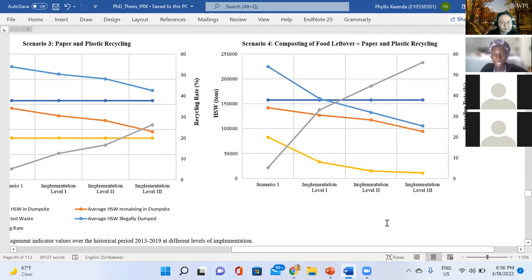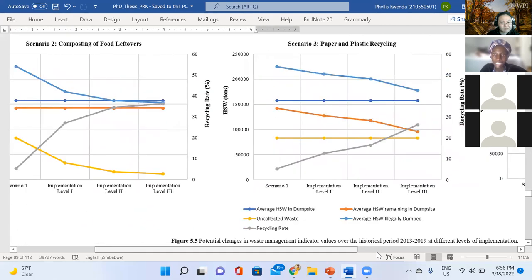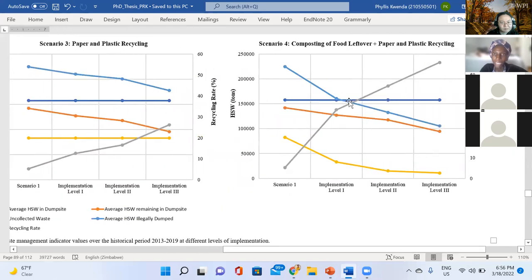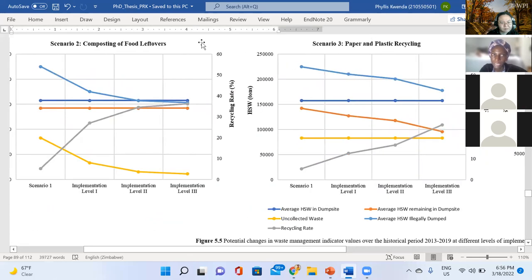So we'd rather implement this one. At the same time, if we can't completely implement plastic and food leftover recycling, then what if we compare between these two, paper and plastic recycling and composting of food leftovers? It seems better to implement it first in scenario two, implementation level one, and to start with scenario three, implementation level one.